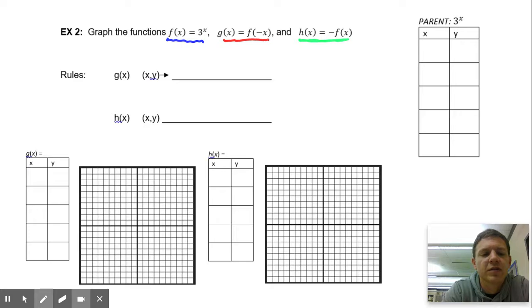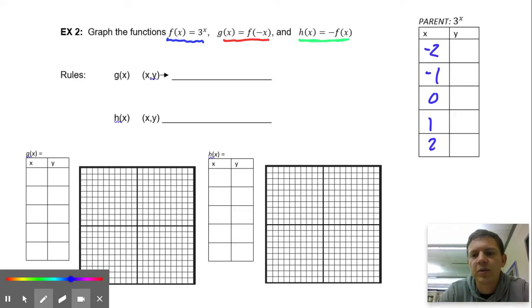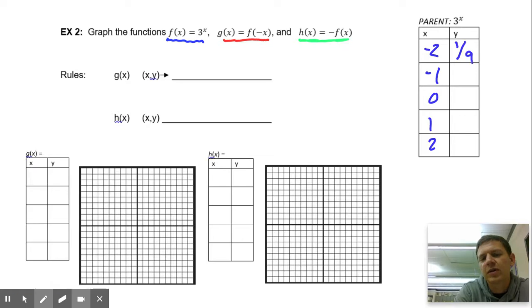Right, so I'll just fill out the values for my parent function. And those are the x's we commonly use. I need to plug those into 3 to the x to get my y values. If I plug in -2, I get 1/9. If I plug in -1, I get 1/3. If I plug in 0, I get 1. If I plug in 1, I get 3. If I plug in 2, 3 squared is 9.